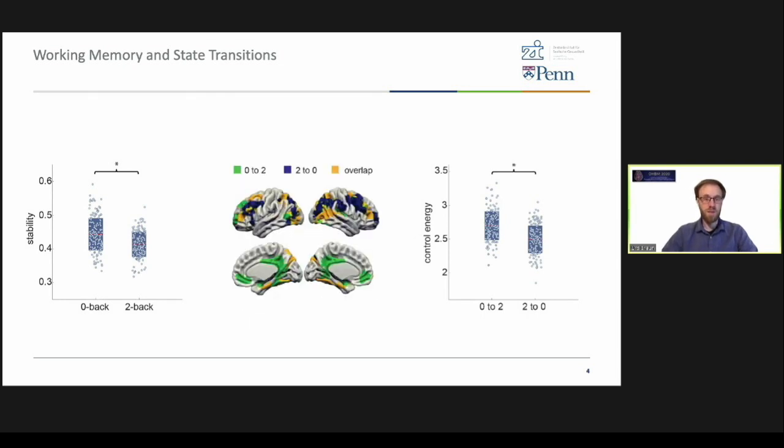Looking at a regional level to identify the brain regions that are most important for these transitions, we found that there is a large overlap in these brain areas, which shows that there is a universal control set of preferentially prefrontal and parietal nodes that are important for both transitions, or that control both transitions.